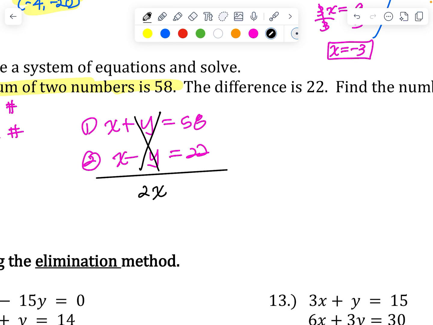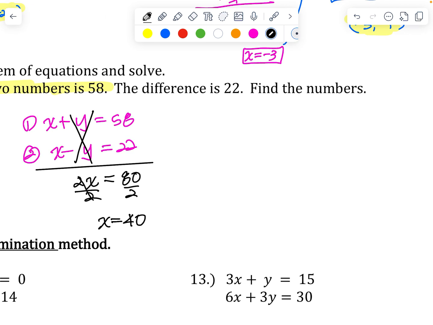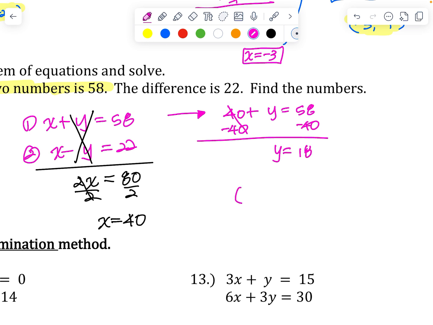So 2x equals 80. Divided by 2 on both sides, x equals 40. Once you find out x equals 40, you take one of the equations and find y. So 40 plus y equals 58. Subtract 40 on both sides. So y equals, what is that, 18? Positive 18. Okay, so your answers are 40 and 18. Numbers are 40 and 18.